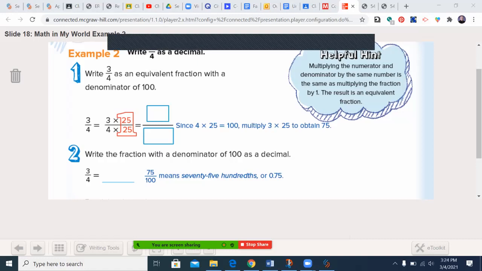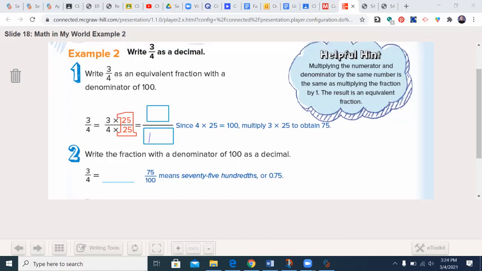All right, so we said that 4 times 25 is 100. And if I'm going to multiply the denominator by 25, I have to multiply the numerator by 25. And 3 times 25 is 75. So I have a fraction here: 3/4 equals 75 over 100. So make sure you're writing that in.